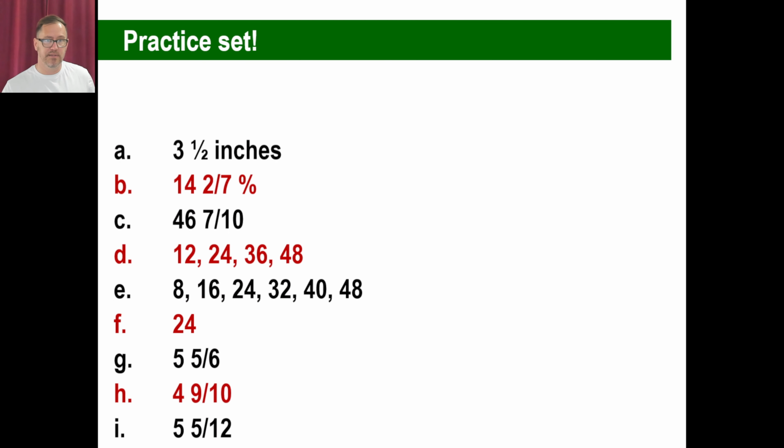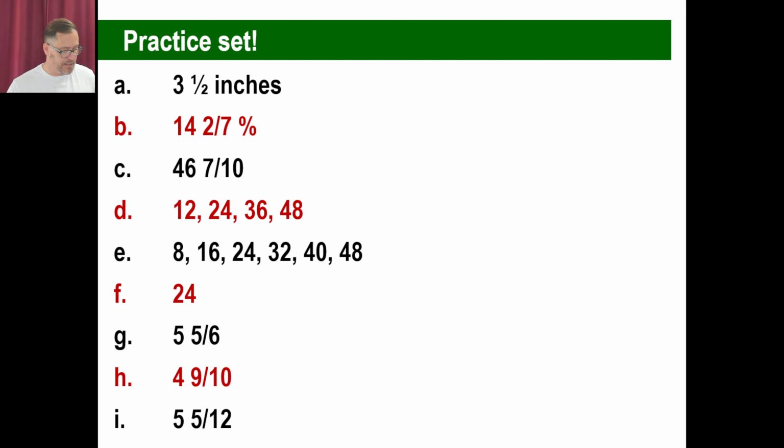Okay, let's look at these. A 28-inch long ribbon was cut in eight pieces. 8 goes into 28, 3. You might have put 3 and 4/8, but you reduce that fraction to 3.5. B, what percent is 1/7? Well, you would just say 14 and 2/7. In other words, 100 divided by 7 would be 14 and 2/7. C is 46 and 7/10. D through I, there you go.